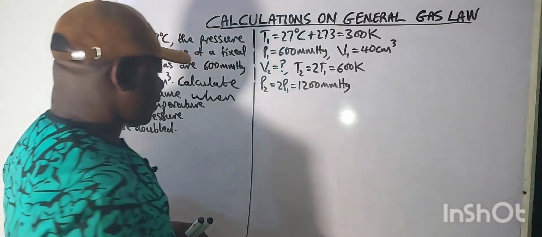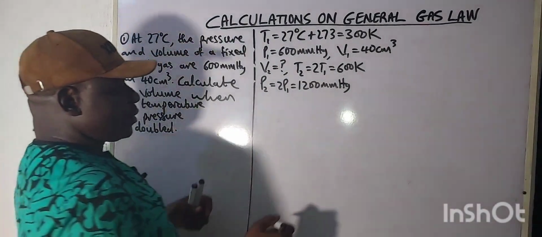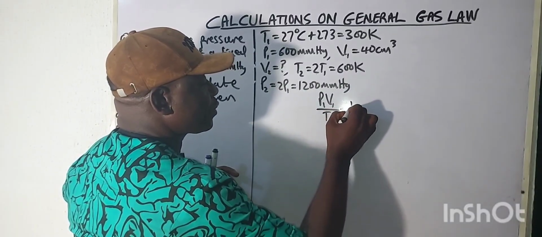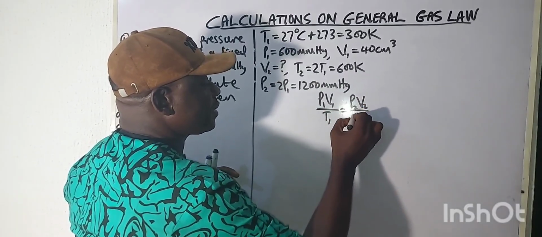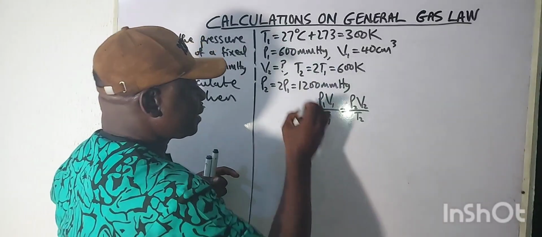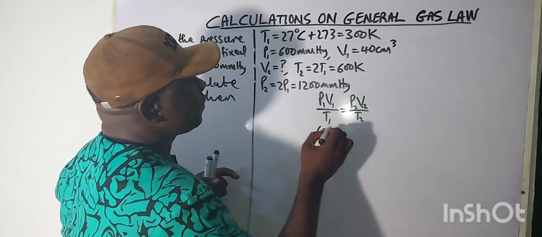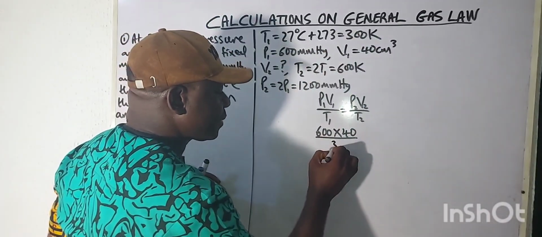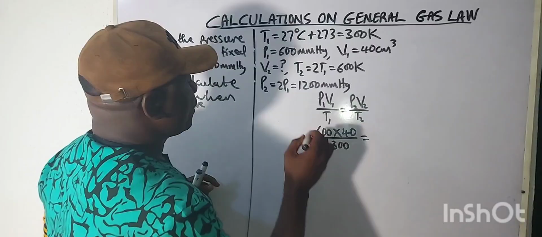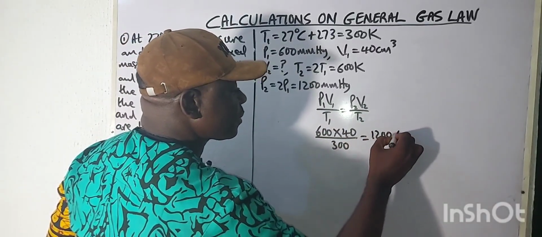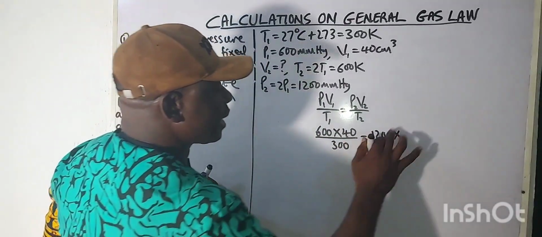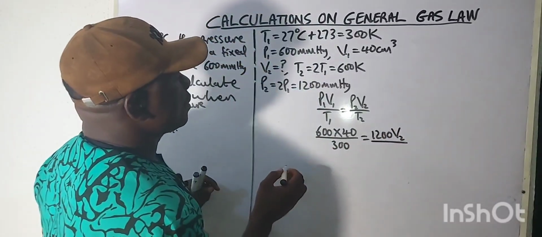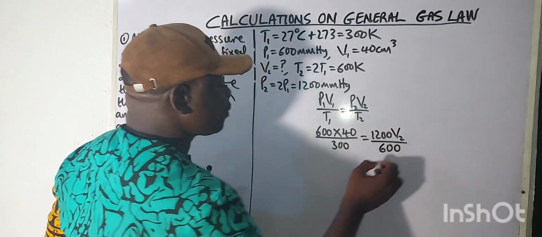Then we'll state our formula for the general gas law, which will be P1V1 over T1 equals P2V2 over T2. So the P1 is 600, V1 is 40, then the T1 is 300, P2 is 1,200, V2, I don't know V2, so I can keep it here, V2, all over T2. T2 is 600. It will be very easy.